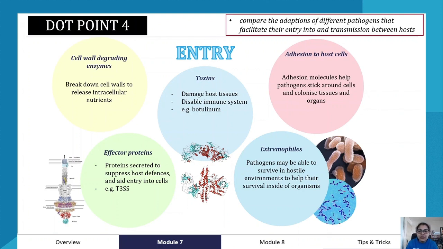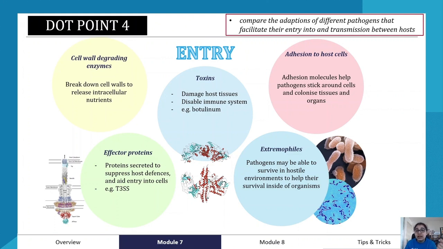Toxins damage host tissues and disable the immune system, and that's the key here. By disabling the immune system, you're getting free entry into the cell, and you'll be pretty safe. An example includes botulinum. Then adhesion to host cells. This is where adhesion molecules on the pathogen help the pathogen stick around cells, and then from there colonize tissues and organs as well. Effector proteins are proteins that are secreted to suppress the host defenses and actually aid their entry into the cell.